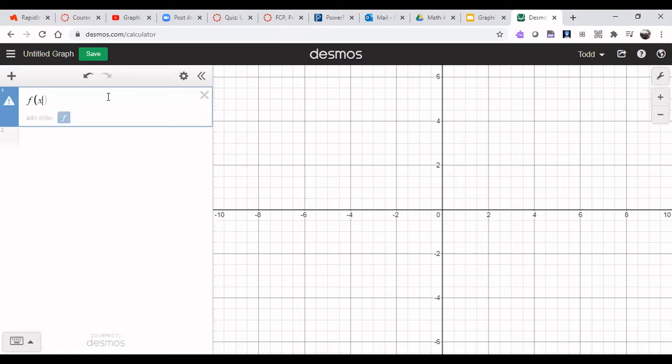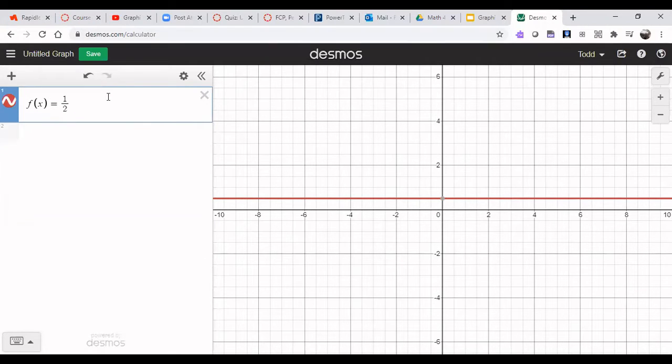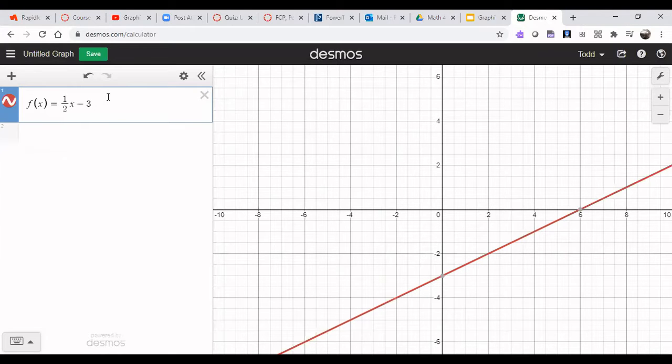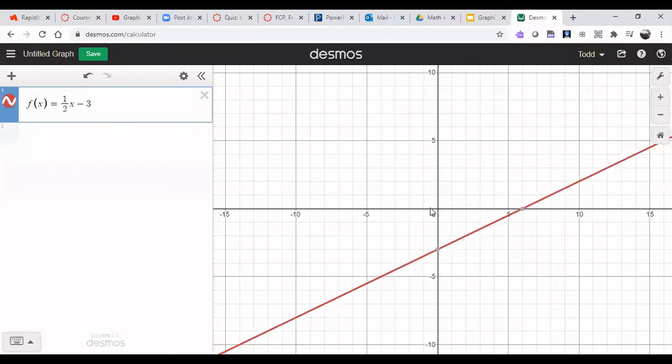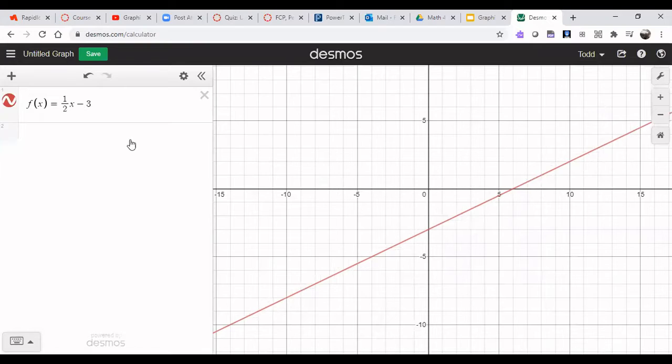still type f of x equals, and your first function was 1/2, so you can do 1 divided by 2, arrow out, x minus 3. And you'll see that if I zoom out, it gives you the whole line.